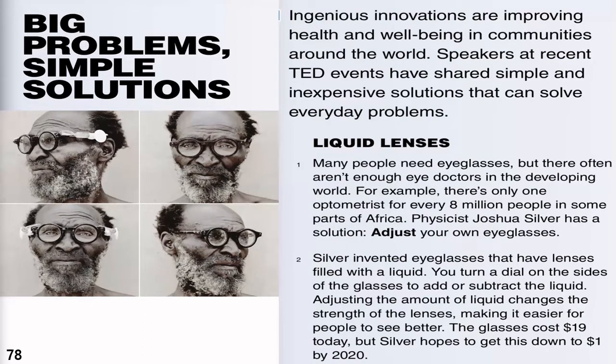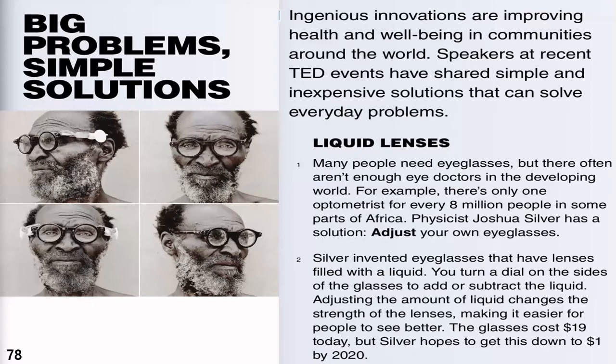Big problems, simple solutions. Ingenious innovations are improving health and well-being in communities around the world. Speakers at recent TED events have shared simple and inexpensive solutions that can solve everyday problems. Liquid lenses. Many people need eyeglasses, but there often aren't enough eye doctors in the developing world. For example, there's only one optometrist for every 8 million people in some parts of Africa. Physicist Joshua Silver has a solution.